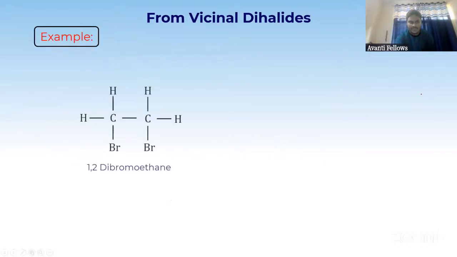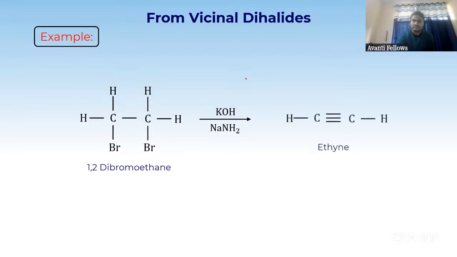For example, let us consider an example to understand in a better way. For example, if we have 1,2-dibromoethane, right? What we have is 1,2-dibromoethane. When we treat this 1,2-dibromoethane with KOH and NaNH2, then ethyne will be produced, right?